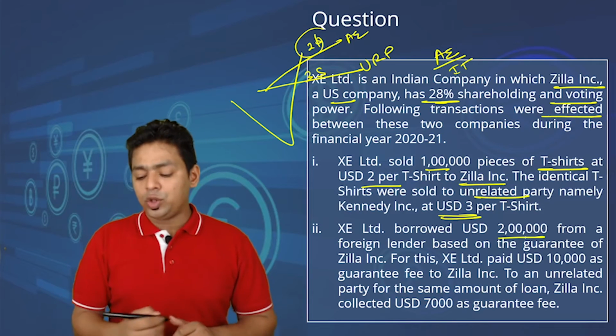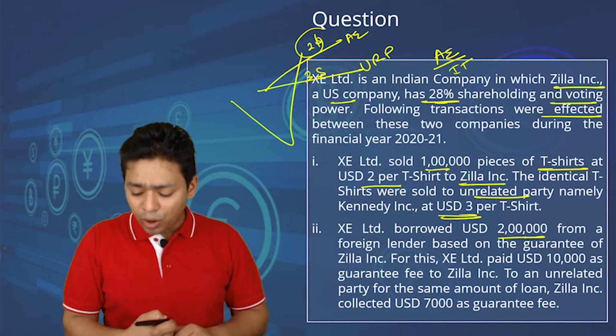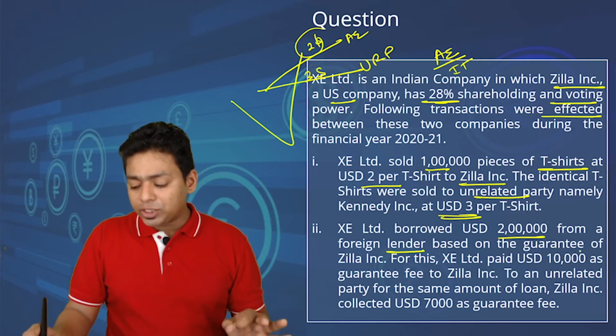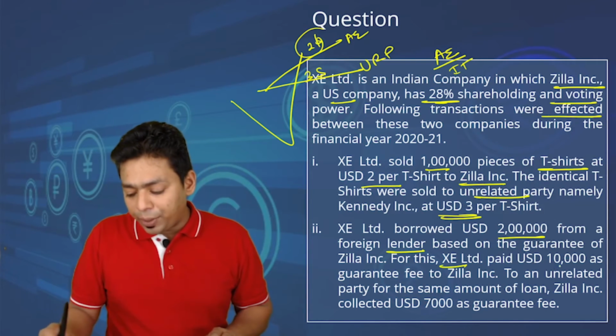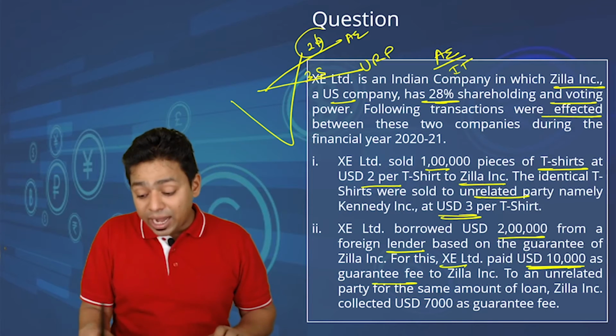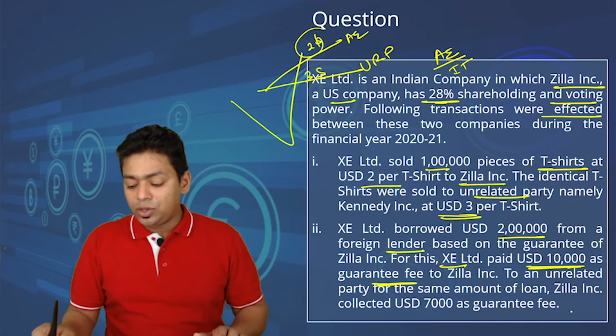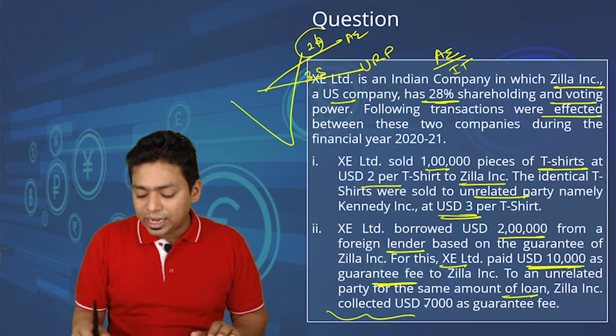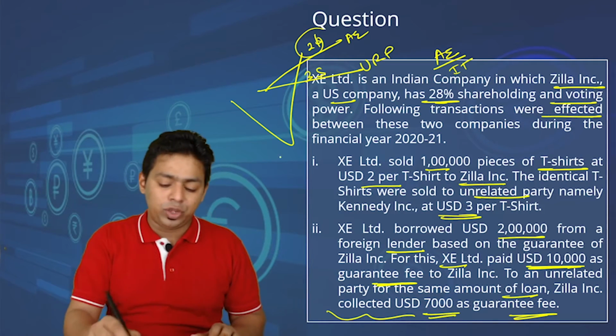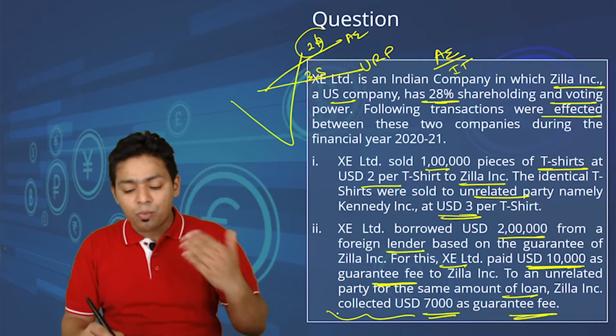XC Limited borrowed USD 2 lakh from a foreign lender based on the guarantee of Zilla Inc. For this, XC Limited paid USD 10,000 as a guarantee fee to Zilla Inc. To an unrelated party for the same amount of loan, Zilla Inc. collected 7,000 as a guarantee fee. So here you can see they are making more expenses.